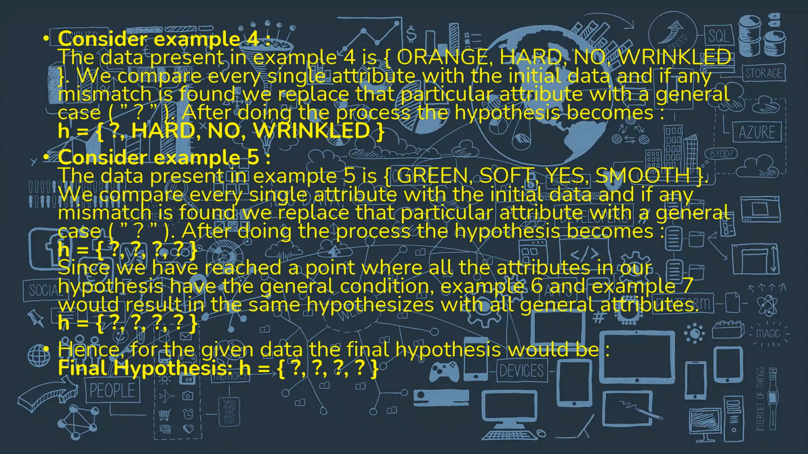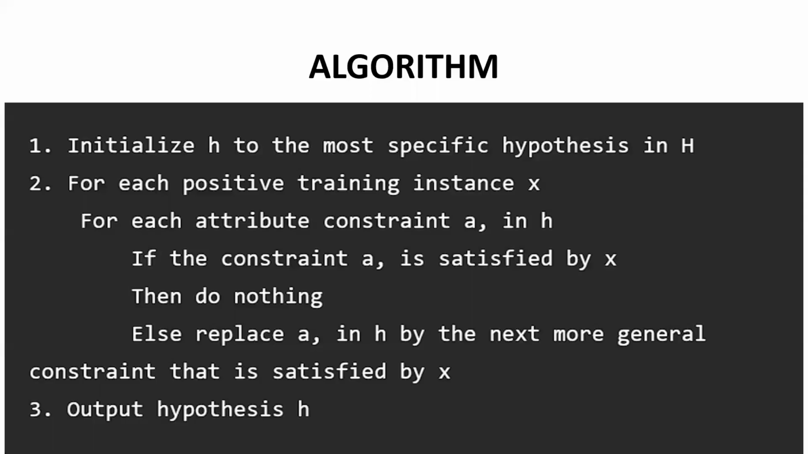The data present in the fifth example is green, soft, yes, smooth. We have to compare every single attribute with the initial data and replace each mismatch found with the general case, that is a question mark. After doing this, the hypothesis becomes all question marks. Since all the attributes have become the general case, the final hypothesis would be question mark, question mark, question mark.